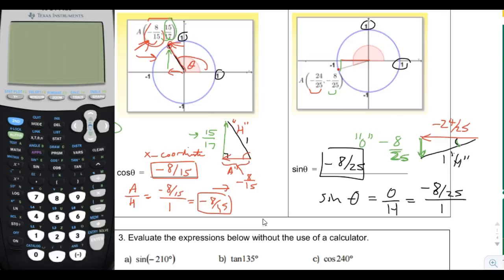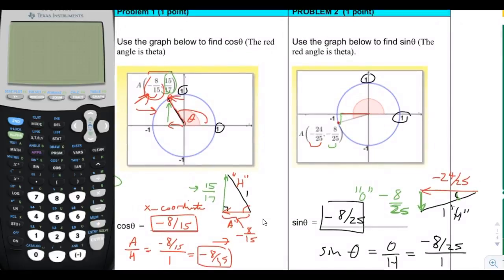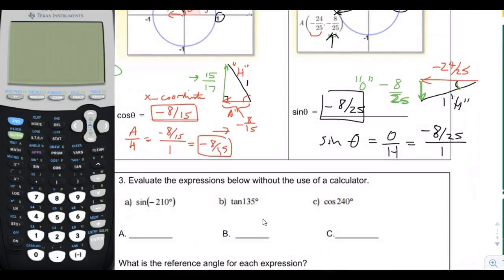Now, negative 8/25 happens to be the y-coordinate of the point where the angle line intersects the unit circle. So the y-coordinate of the point on the unit circle turns out to be the sine value. So we've figured out that whenever you have the coordinates of a point on the unit circle, the first number is the cosine of theta, and the second number is the sine of theta.